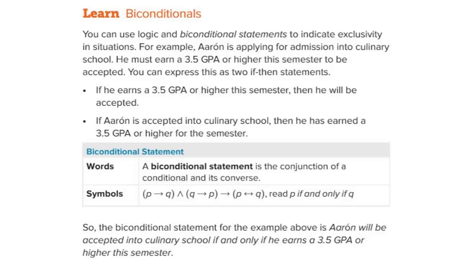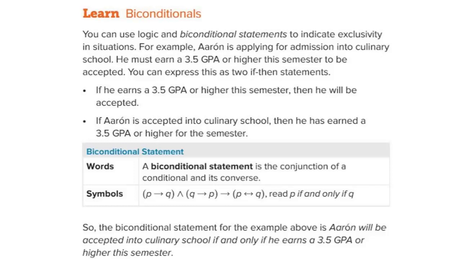So biconditionals take what we've been working on for the last couple days with our converse, our inverse, our contrapositive, and we're going to bring together two of these ideas. We're going to talk about having my original if-then, my conditional statement, and then the converse. Yesterday, sometimes my original statement was true, but when we wrote the converse, when we switched around the hypothesis and the conclusion, it was no longer true.